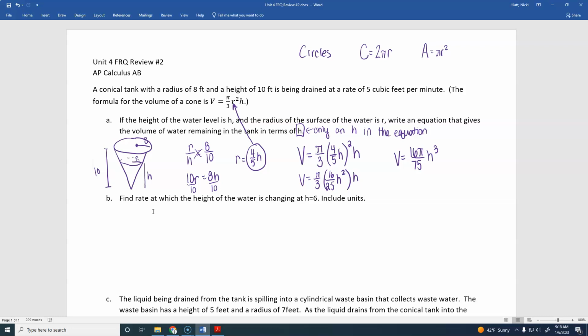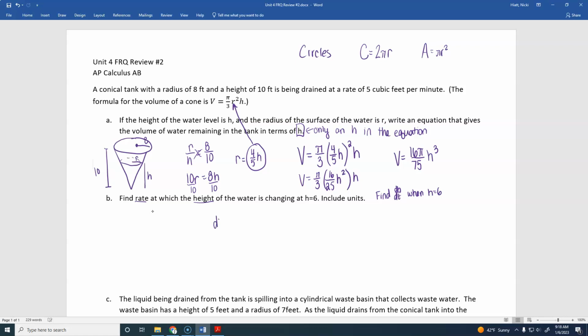All right, now part B says find the rate at which the height of the water is changing at h equals 6, include units. So the rate at which the height of the water is changing. What's it asking for? Find dH/dt when h equals 6 is what it's asking us to do. So we are going to take the derivative of this equation that we had in part A.